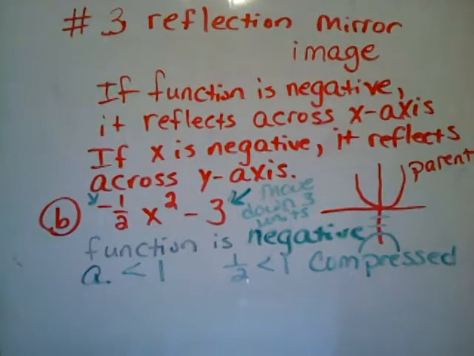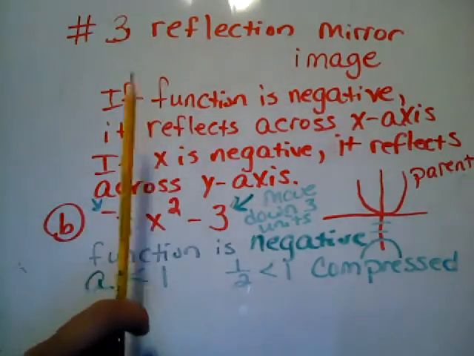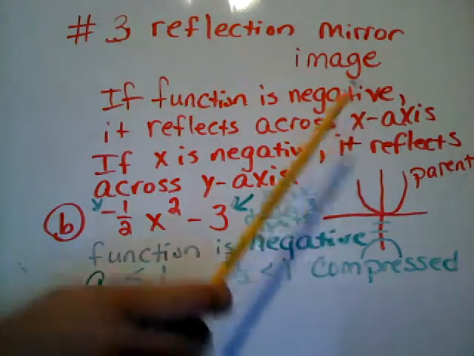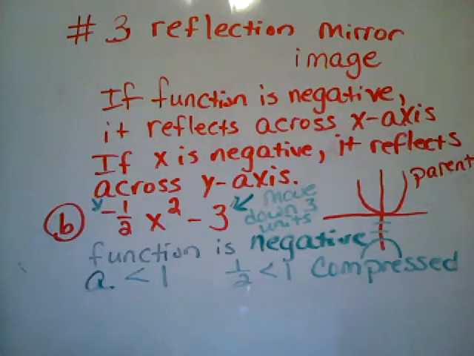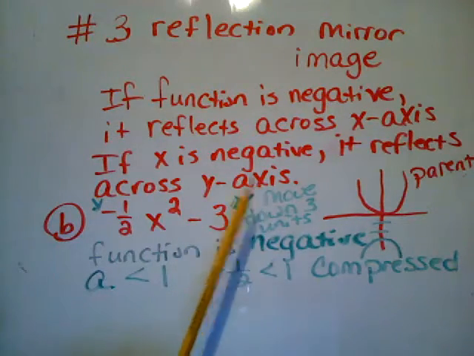The last type of transformation we're going to talk about is reflection, which is a mirror image. And the rule on page 18 says, if the function is negative, it reflects across the x-axis. That is what most of our problems in these worksheets are going to do. But if x is negative, it reflects across the y-axis.